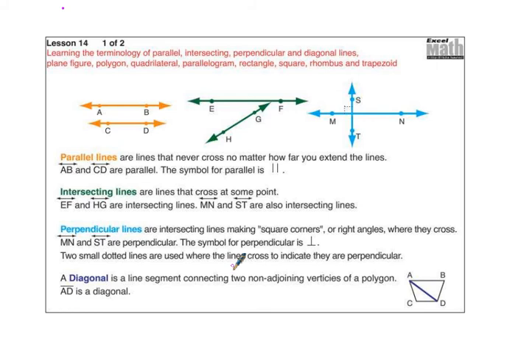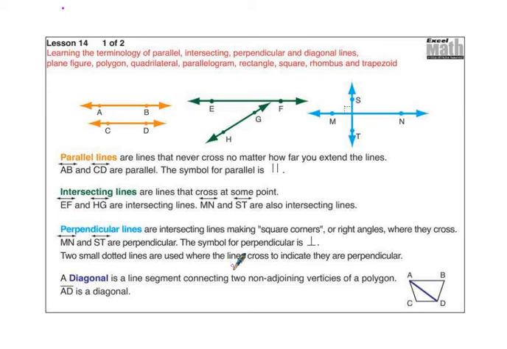All right, here we go with 6th grade Excel lesson number 14. We're going to be learning the terminology of parallel, intersecting, perpendicular, and diagonal lines, plane figure, polygon, quadrilateral, parallelogram, rectangle, square, rhombus, and trapezoid. This should all be review for you, but we're going to go over some things that are going to definitely help you out a lot, so pay close attention.